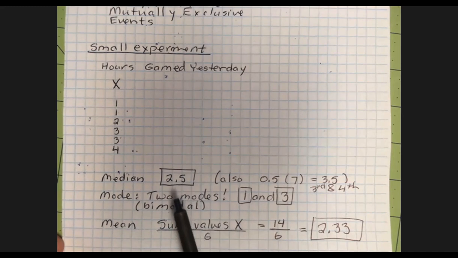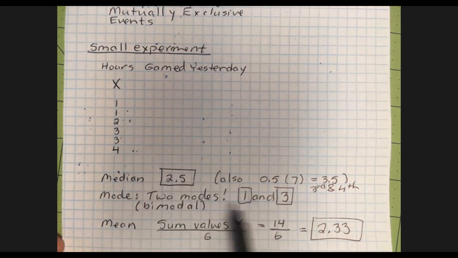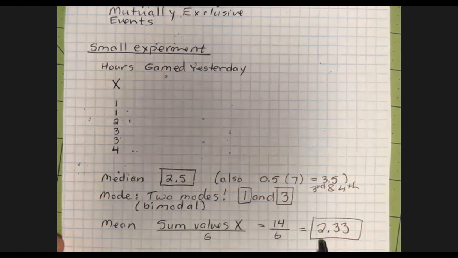Well, the median number of hot dogs ate was 2.5. You had 2 friends that ate 1 hot dog and 2 friends that ate 3 hot dogs. So those are the modes. And on the average, your friends ate 2 1/3 hot dogs.